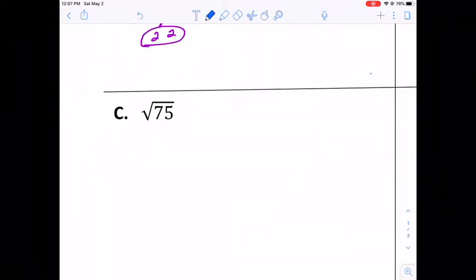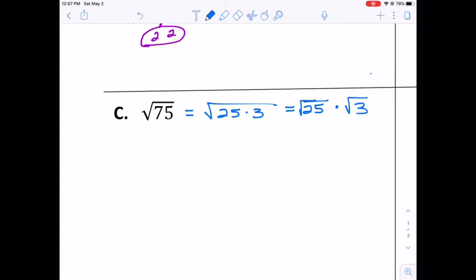Example C is the square root of 75. I know that 75 can be written as 25 times 3. And the square root of 25 times the square root of 3 is another way that I can write that. But I know what the square root of 25 is. It's just 5. So I can write this as 5 times the square root of 3.